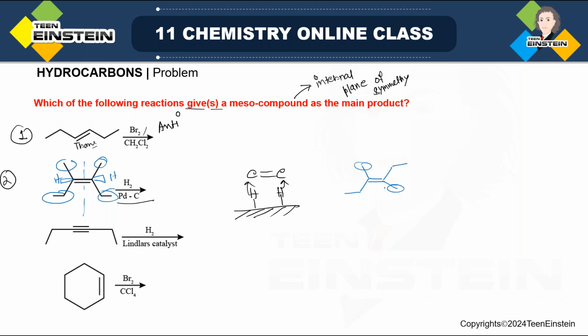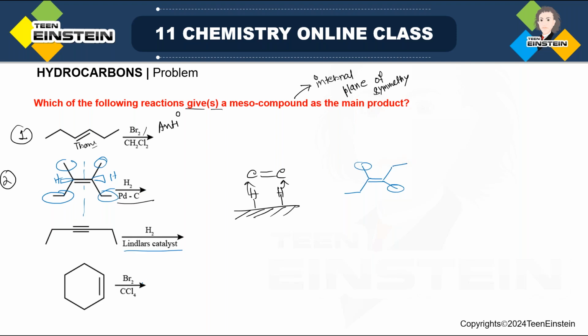But it is already given as cis and syn addition is seen. So that is why both the hydrogens will be added from the same side, and ultimately we will get a meso compound. Okay. Next is hydrogen and Lindlar catalyst.